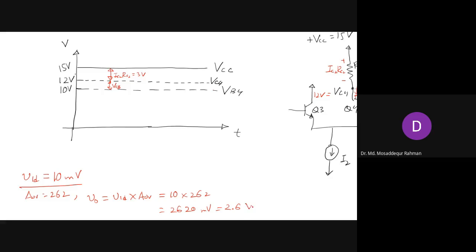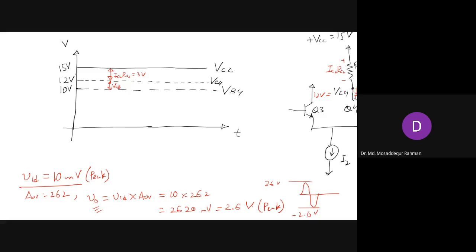Right? 2.6 volt. Now, this depends on whether it is peak to peak or peak voltage. Let's say this is our peak voltage. The peak value of the input voltage is 10 millivolt. So if that is the peak voltage, then this will also be the peak value of the output voltage. So output will be something like this, with a peak value of 2.6 volt and minus 2.6 volt. That is how the output will vary, 2.6 plus minus. Now we have VC4 here.